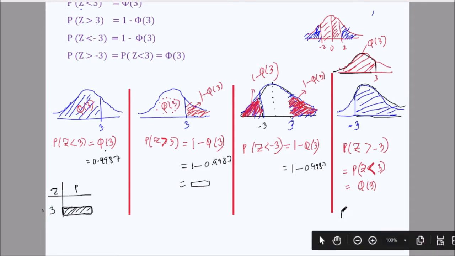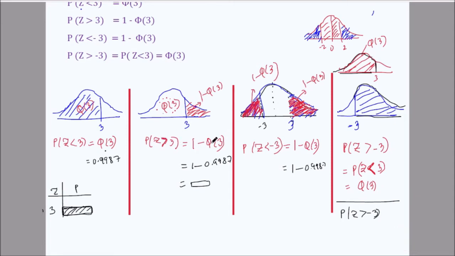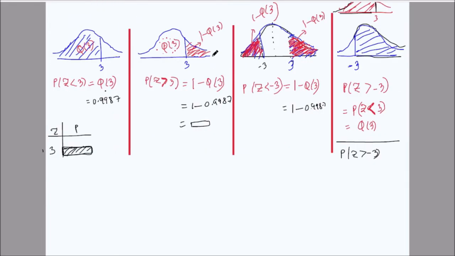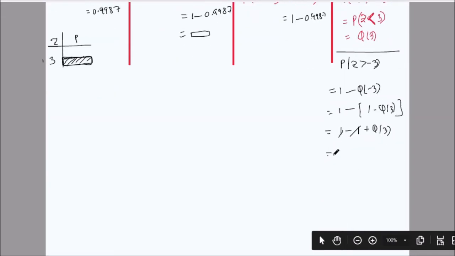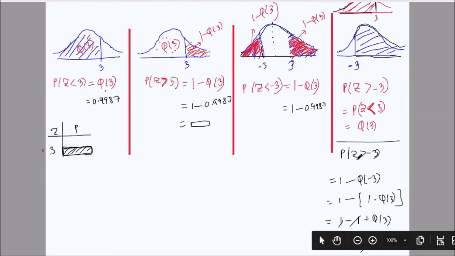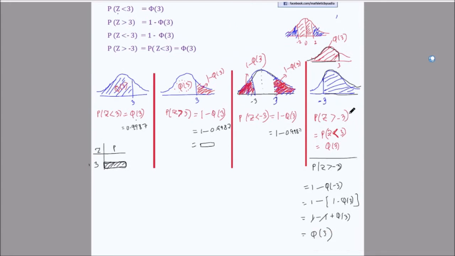Okay, and if you need to solve in the detailed version, like the derivation, if Z is greater than minus 3, first of all, for any greater than, we need to use a minus sign. We need to use 1 minus phi, right? So 1 minus phi of minus 3. And for any negative, we also need to use 1 minus phi. So this is 1 minus phi. If you simplify this, we will get phi of 3. So instead of using this, we can directly just convert the sign.